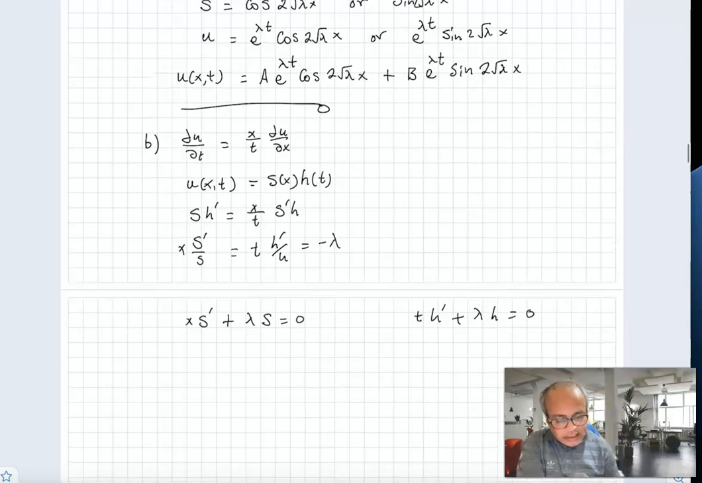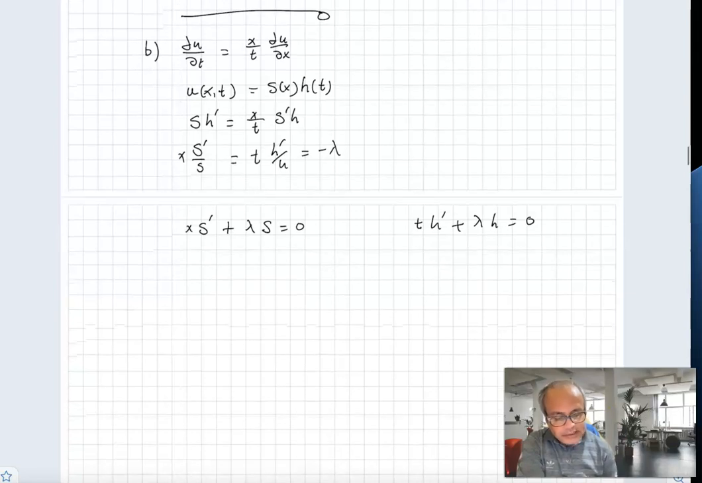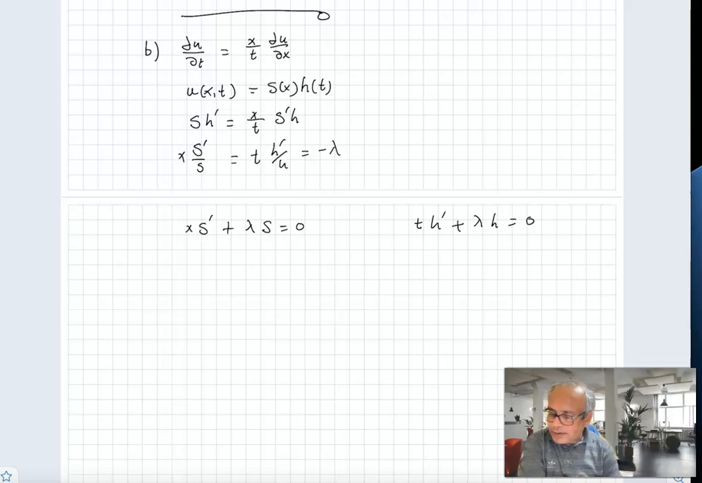Maybe we can discuss two cases here. Maybe first case, we can look at lambda is 0. We didn't rule out whether lambda can be 0 or cannot be 0, or positive or negative. Let's assume that it can be a positive number or negative number, or it can be 0.